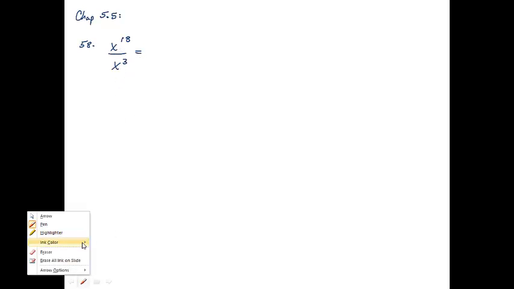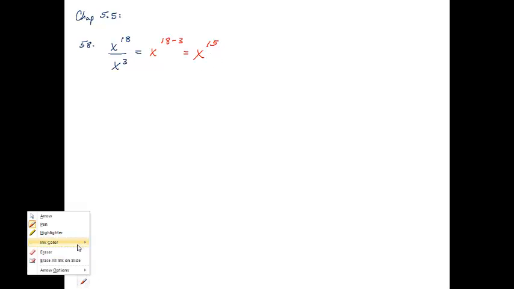The instructions say simplify each expression, where it says x to the 18th power divided by x to the 3rd power. Remember, the rule is to keep the base if they're like bases. So these are like bases, and the base is x, so I'm going to keep the x, and then you subtract the exponents. So 18 minus 3, and it comes out to be x to the 15th power. So since we're dividing like bases, the rule is to keep the base and subtract the exponents.